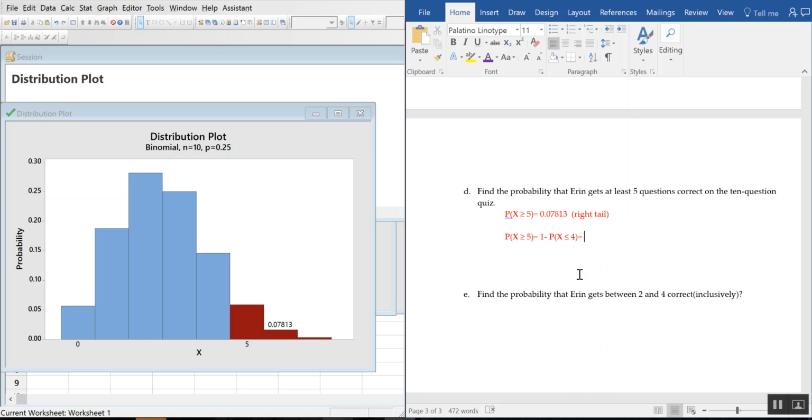Because again, Calc menu will not do less thans. It'll only do less than or equal to's. Same thing with the graph menu, only equal to options. So if you have a less than, you got to rewrite it as an equal to.